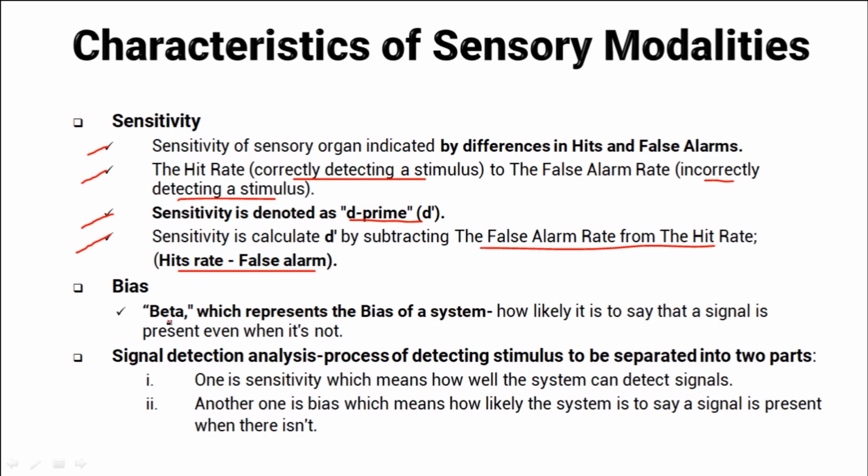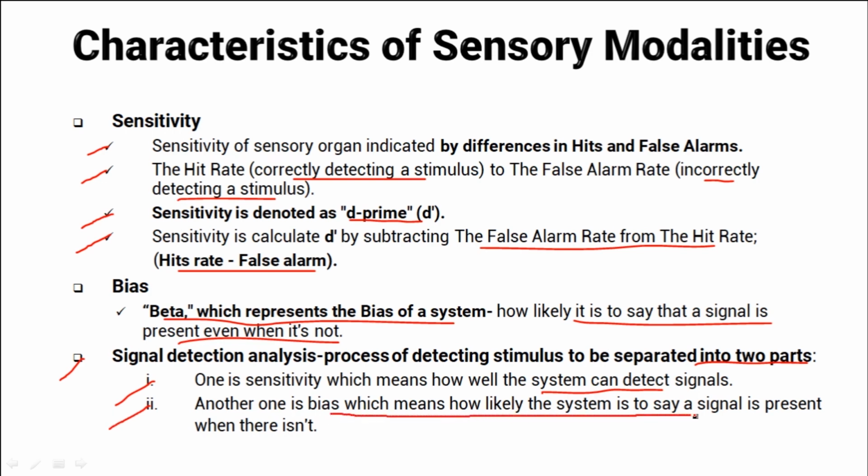Similarly, there is another measure we look at called beta, which represents the bias of a system, which means how likely it is to say that a signal is present even when there is no signal. By using a method called signal detection analysis, we can separate the process of detecting a signal into two parts. One is sensitivity, which means how well the system can detect signals, and the other is bias, which means how likely the system is to say a signal is present when there is no signal.